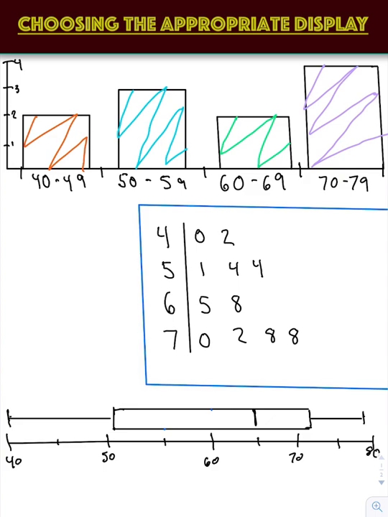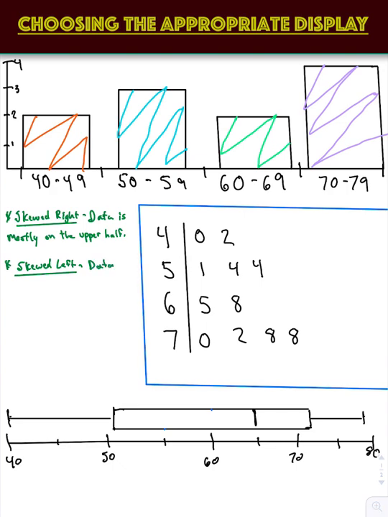A few terms I want to introduce before we get into the positives and negatives of each is the term skewed right. Basically this means data is mostly on the upper half, so most of my data occurs at the high end. I also have skewed left. As you can probably guess, skewed left means that most of my data is on the lower half, or on the left side of a graph.